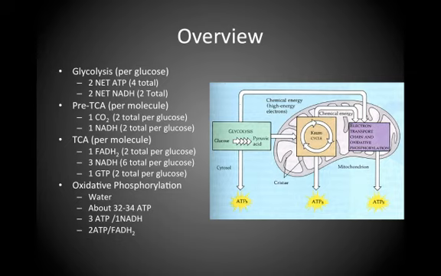ATP will then drive most of the endergonic cellular reactions that need to occur, and will carry out many, many different mechanical cellular processes, mechanical, chemical, and transport work that goes on in the cell. So that's the overview of cellular respiration.